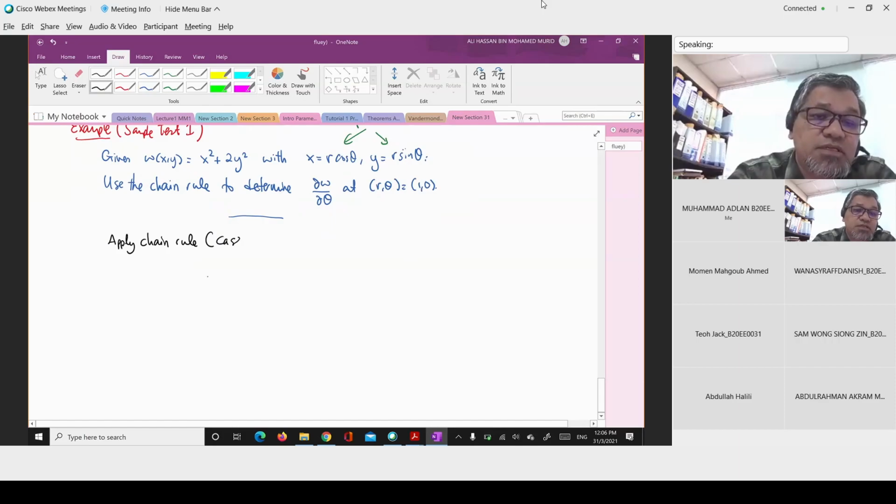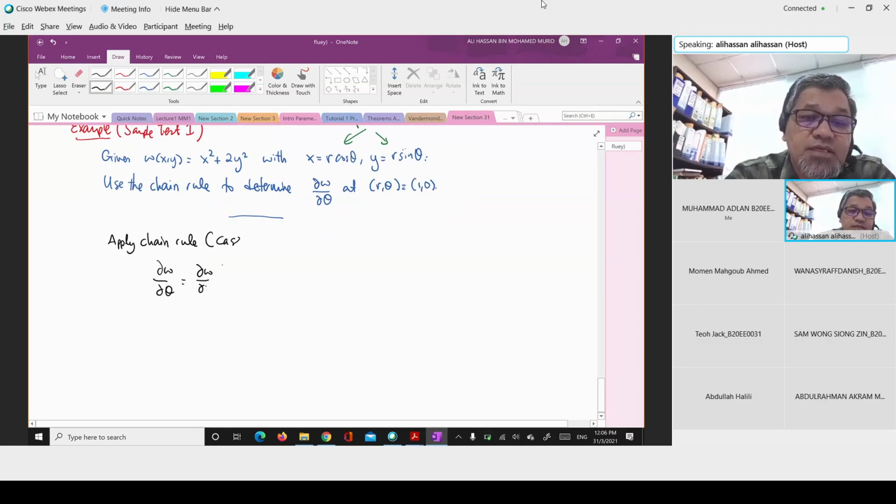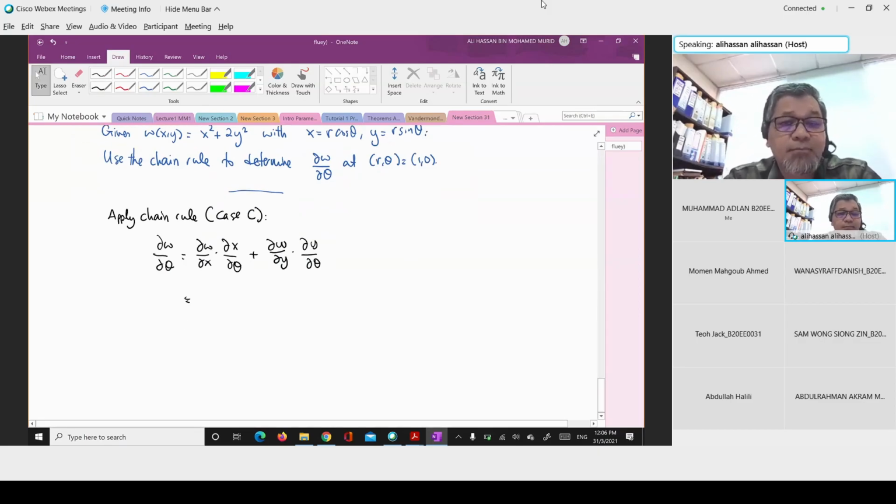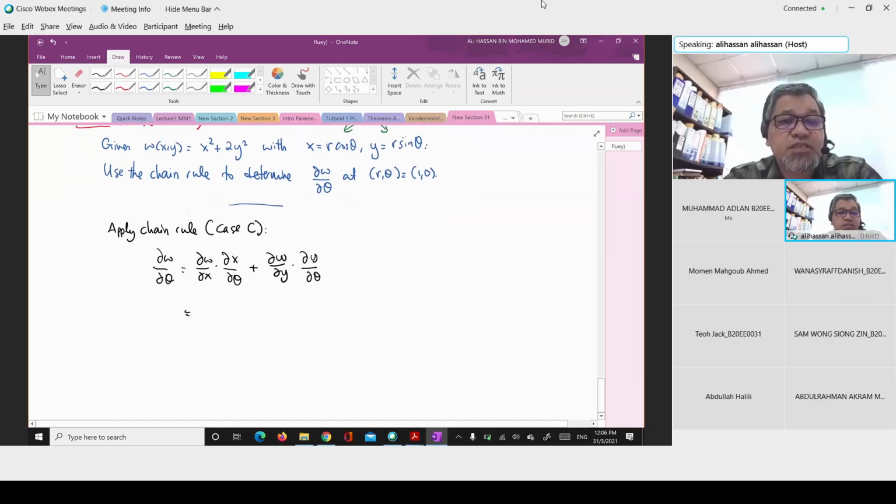So first we write w partial theta equal to w partial x times x partial theta, plus w partial y times y partial theta. Yeah, this is what needs to be written down first in order to get marks. This must be written down. And then do the partial derivatives.